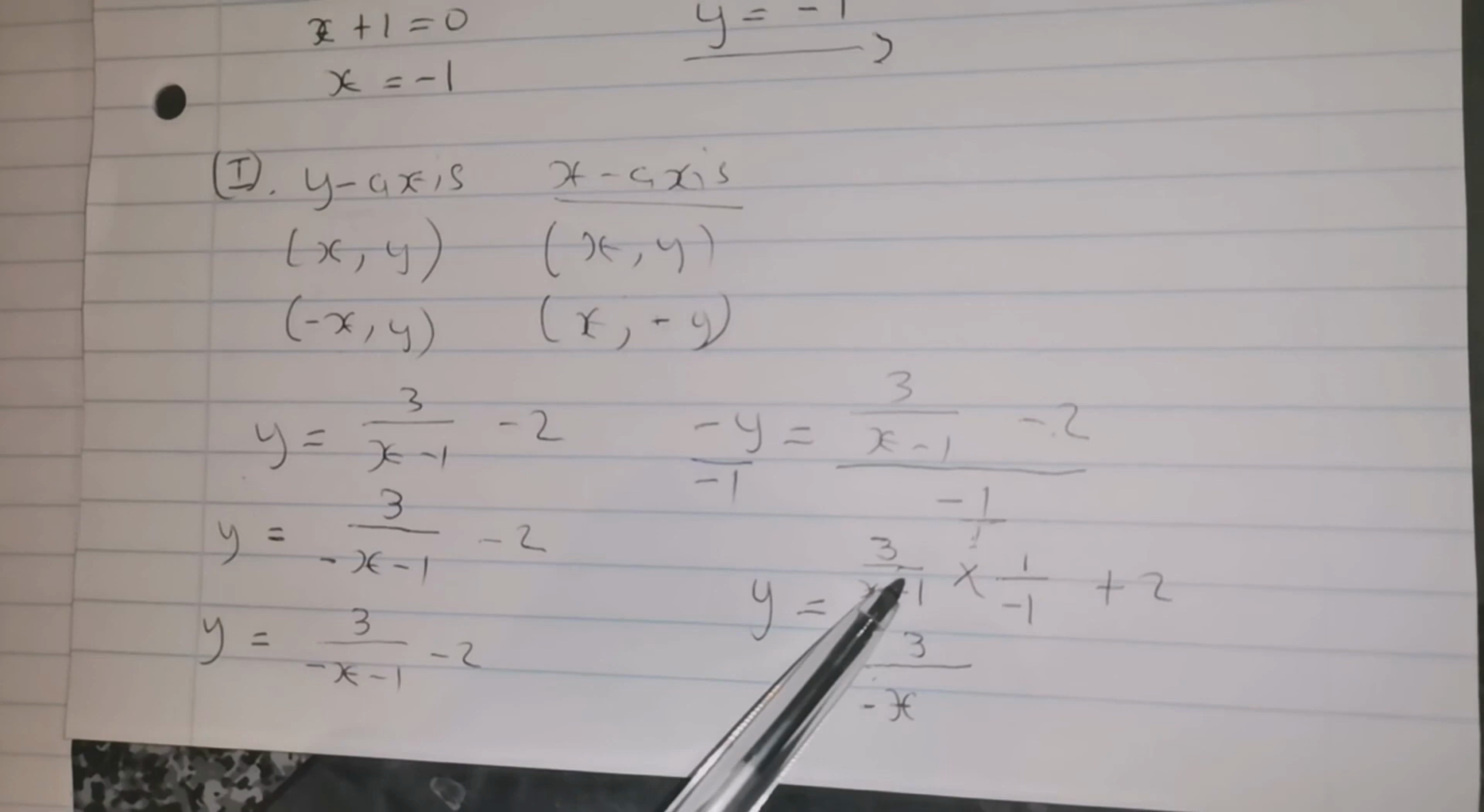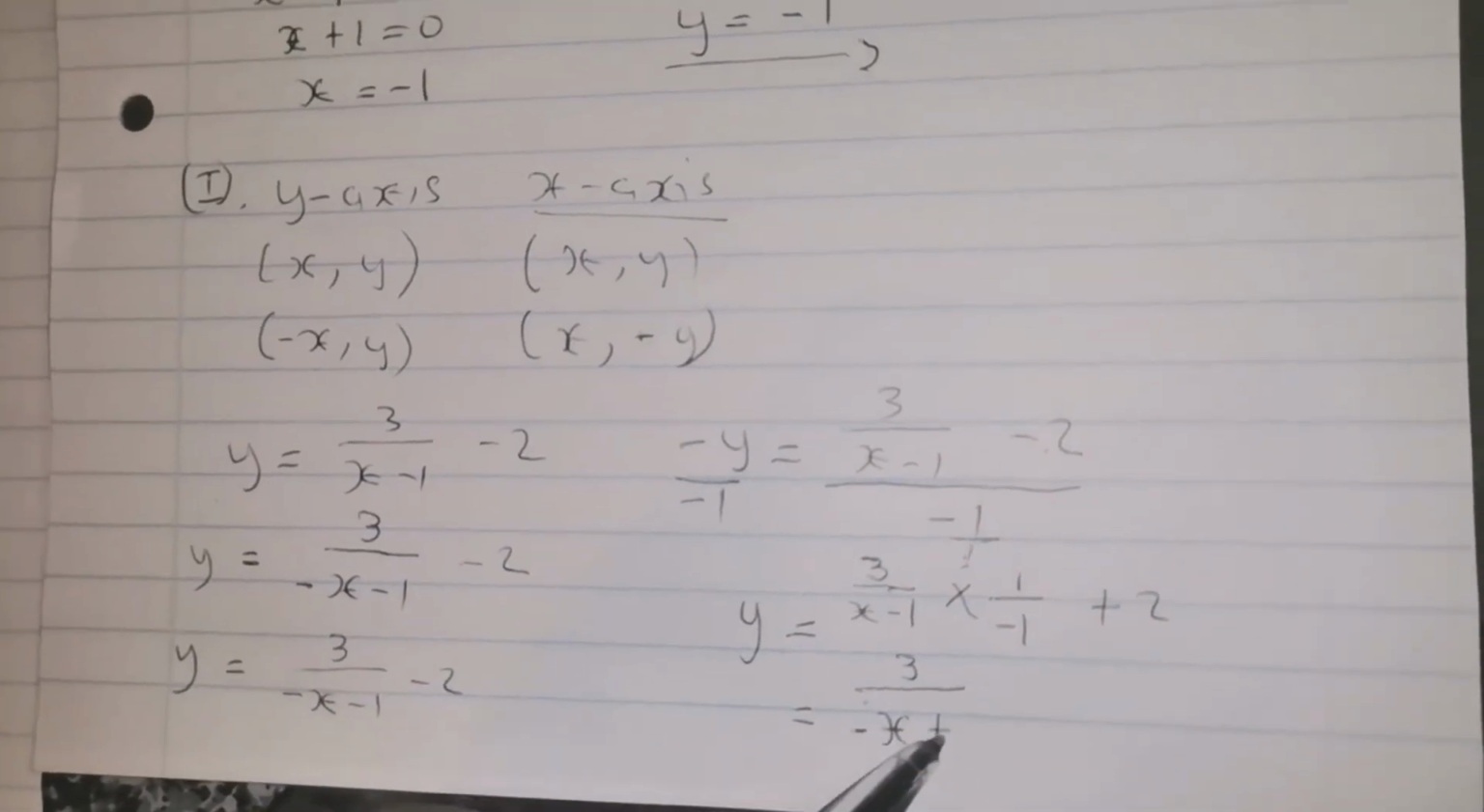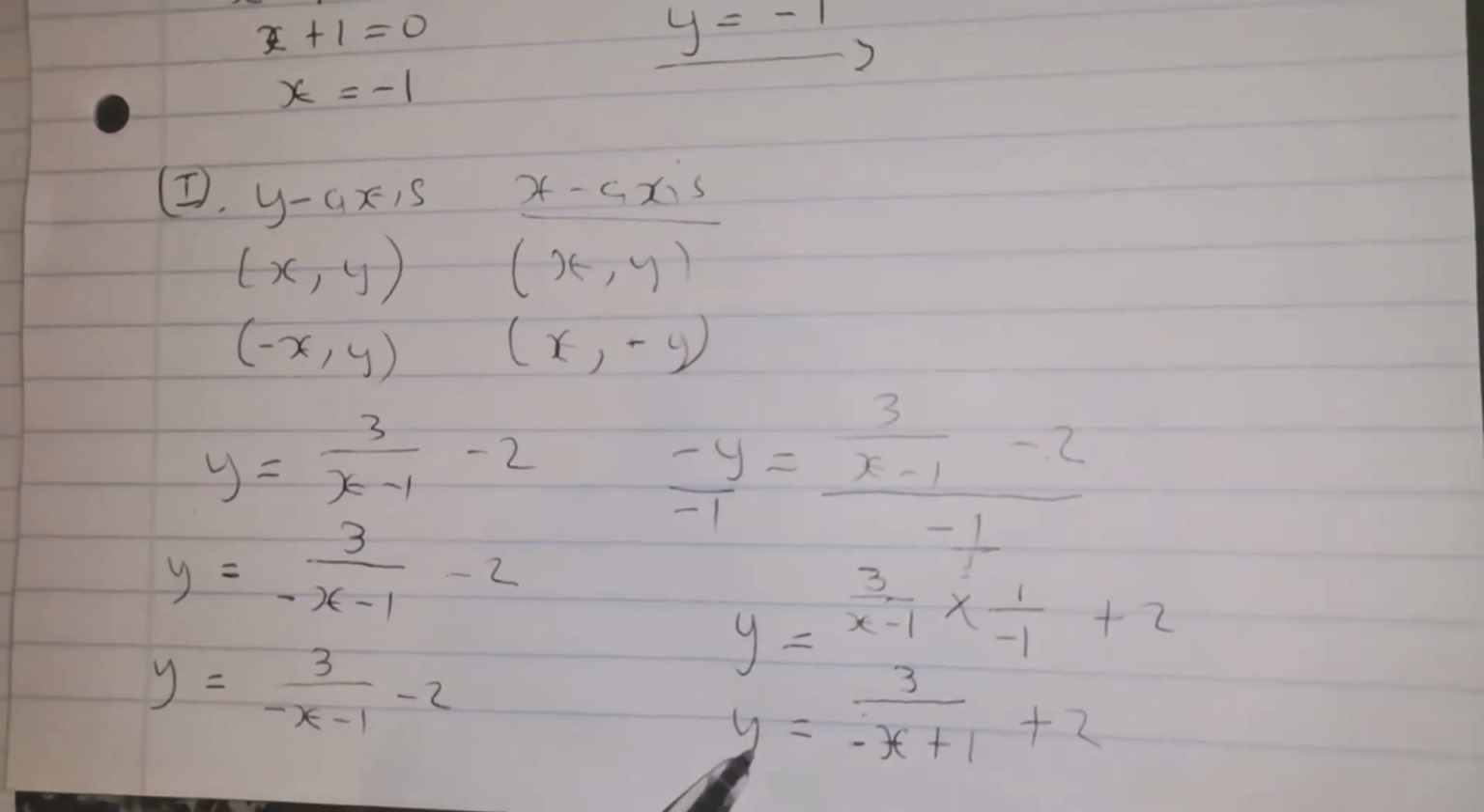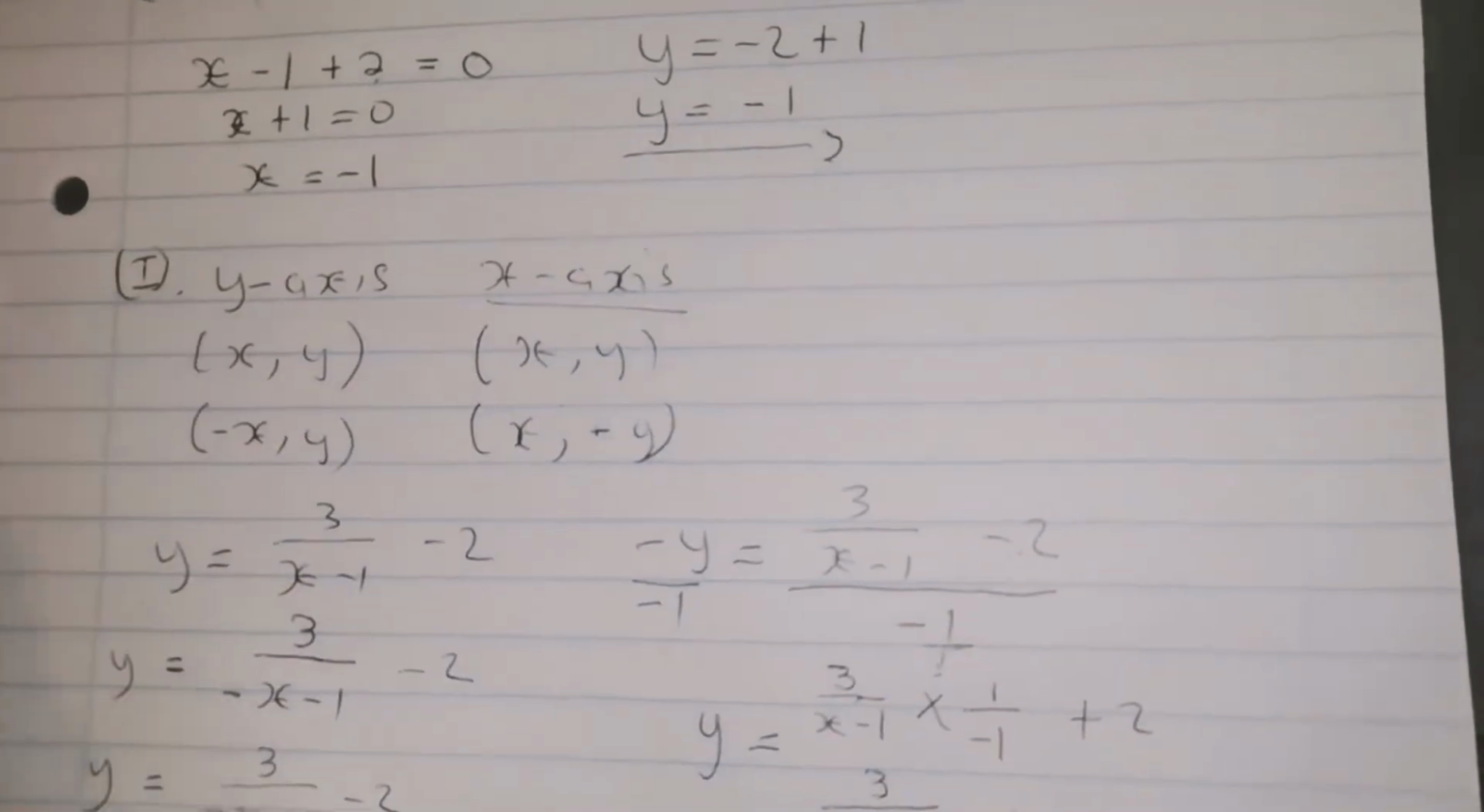Negative 1 multiplied by negative 1 is positive 1. Then you have plus 2. This is the function when it is reflected about the x-axis. Then you are done, guys.